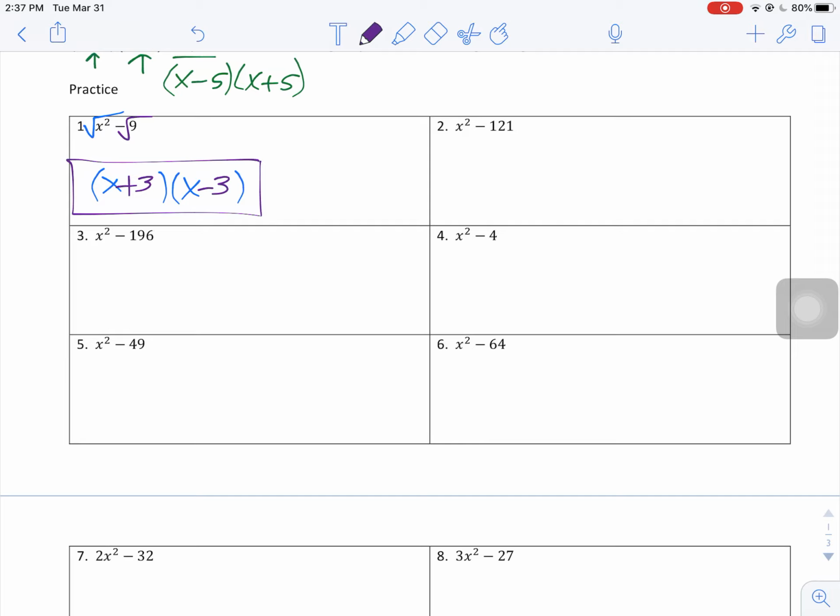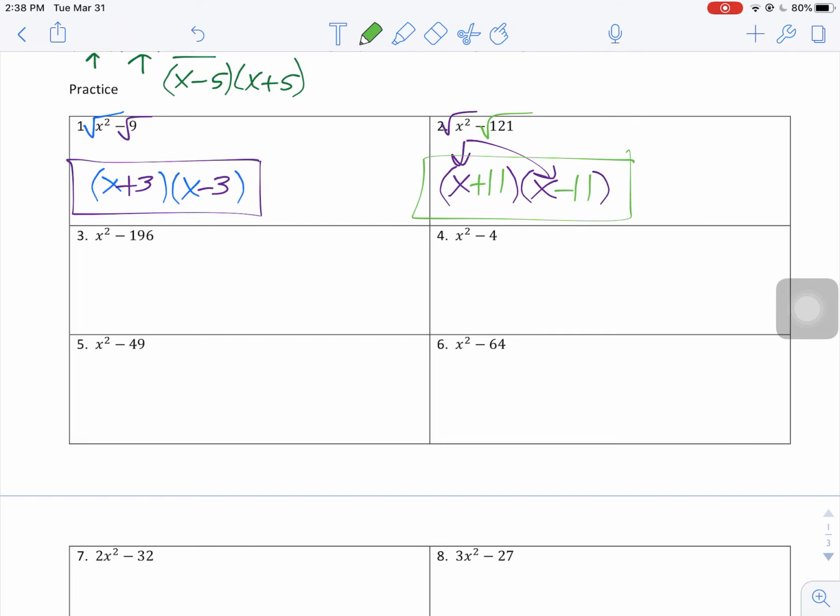So is there a GCF? No. Is it subtraction? Yes. Is it only 2 terms? Yes. And are both terms perfect squares? Yes. So let me get ready to write my answer. Square root of x squared is x. And then square root of 121 is 11. Make one positive, make one negative. Done.